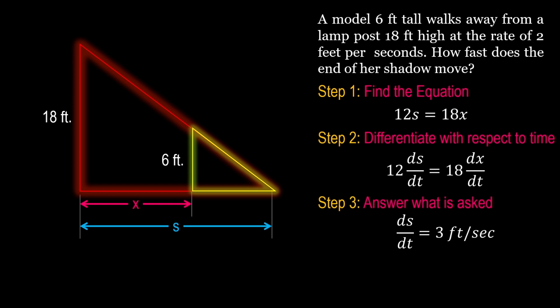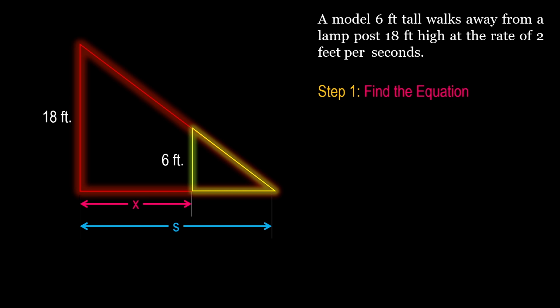Now, how about if we change the question in the problem? How about if the problem says, how fast does the shadow lengthen? Earlier, the problem was asking how fast the tip of the shadow is moving. Now, the problem is asking how fast the shadow lengthens. Okay, let us try to analyze this one.